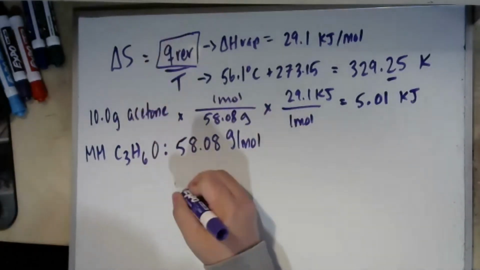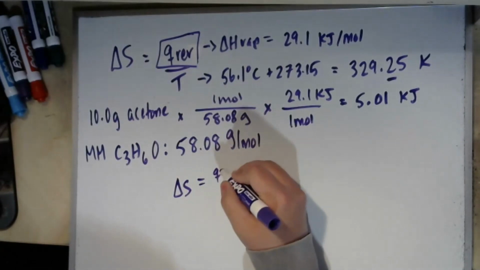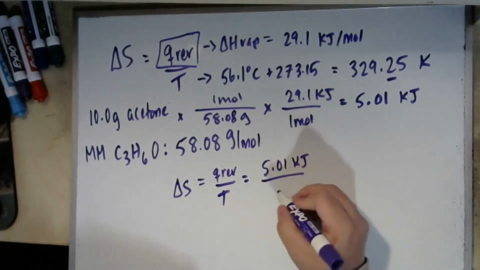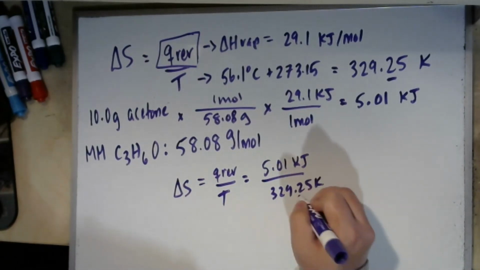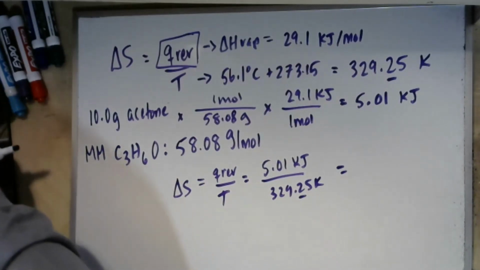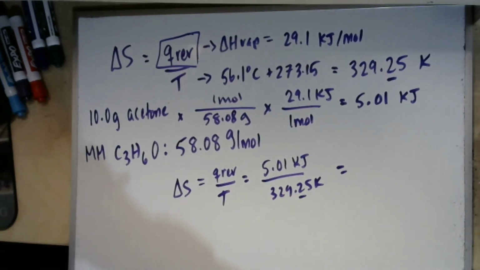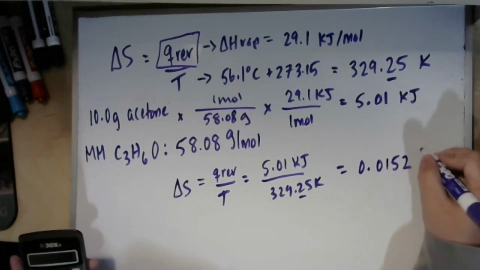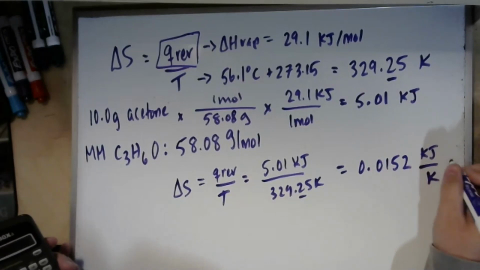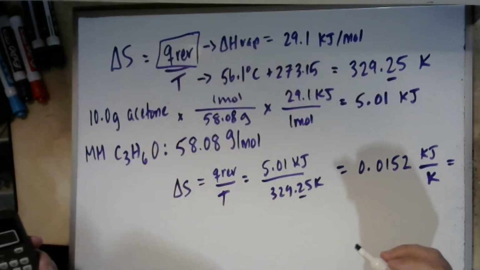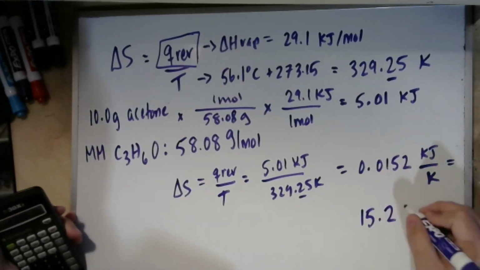Okay, so now we're going to solve for our delta S. So our Q rev in this case is going to be 5.01 kilojoules. Our T is going to be 329.25 Kelvin. Okay, we're going to get 0.0152 kilojoules per Kelvin. And then we convert that into joules, and that's going to be 15.2 joules per Kelvin.